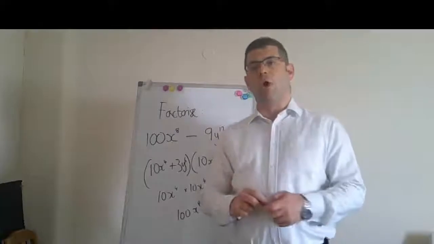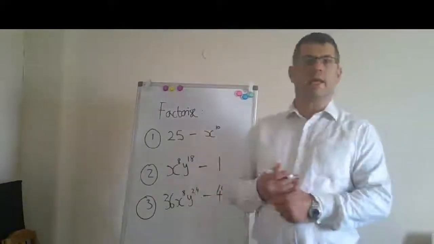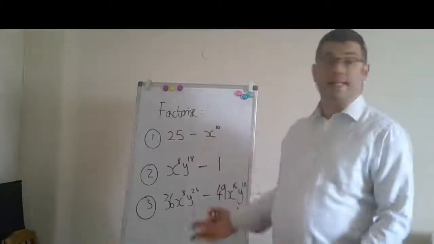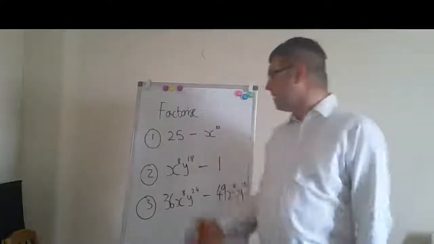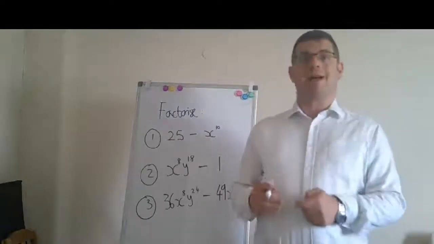So let's have a go at a few of these harder types. Have a go at factorising each of these. Press pause, have a go on paper, and let's see if you get it right. Okay, then press play and mark what you've done. Let's see if you get these right. Again, these are the hardest types of difference of two squares at this level.